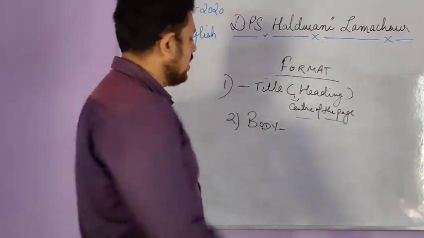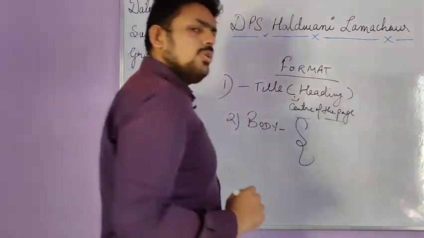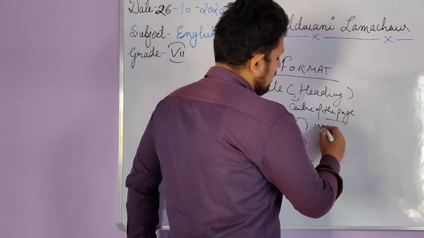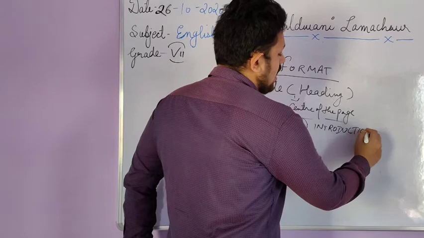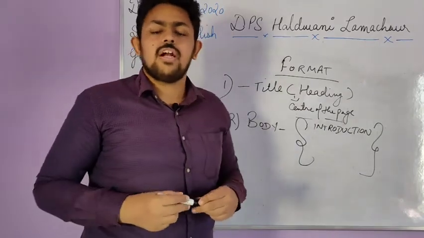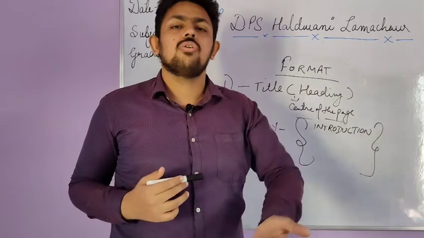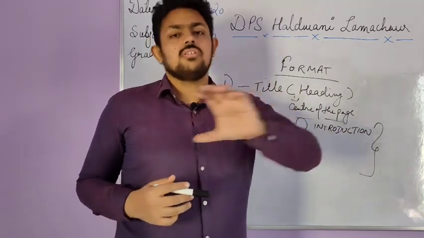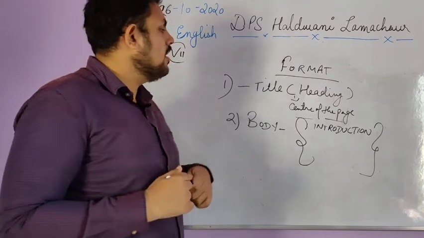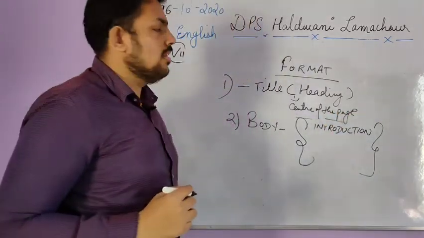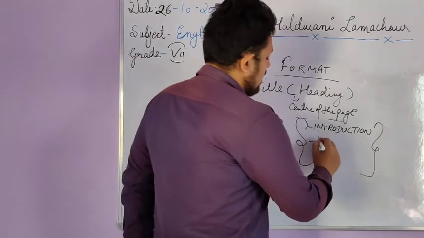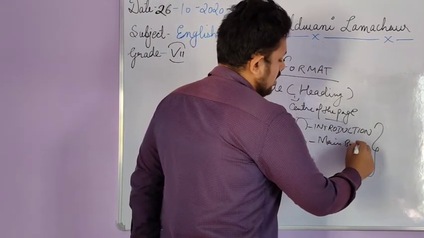It is very important. Only two things are there in the format: first is the title, second is the body. In the body we start with the introduction. As essays are written in a detailed manner, we have to divide our paragraphs. In paragraph writing there is only one paragraph, so you don't have an introduction, main body or conclusion. You just minimize your thoughts, but here you have to give a detailed description of your topic, your title. So firstly we have the introduction, second you have the main body.